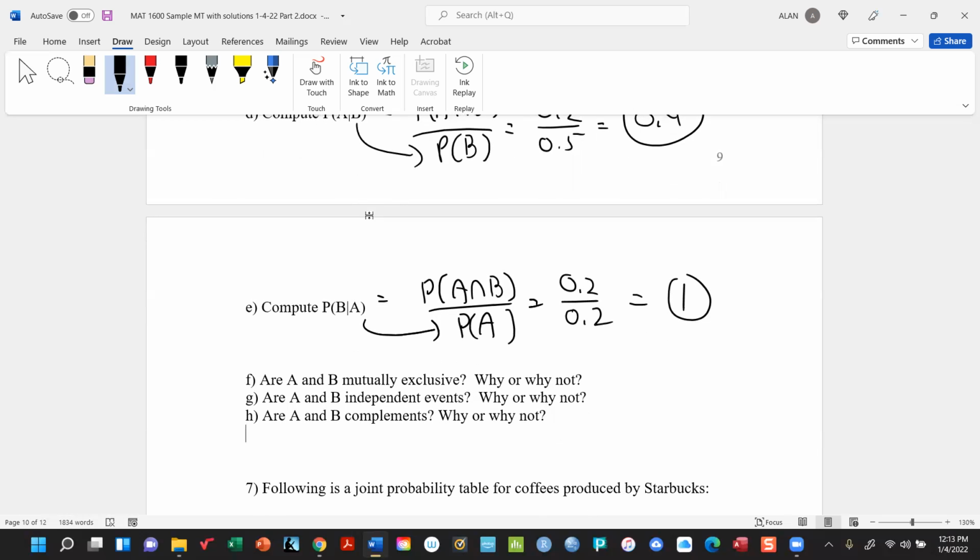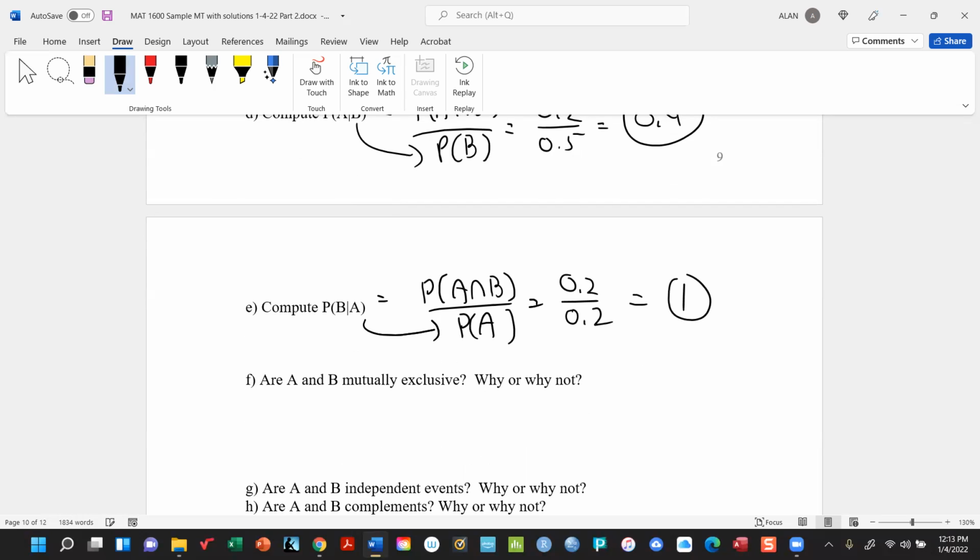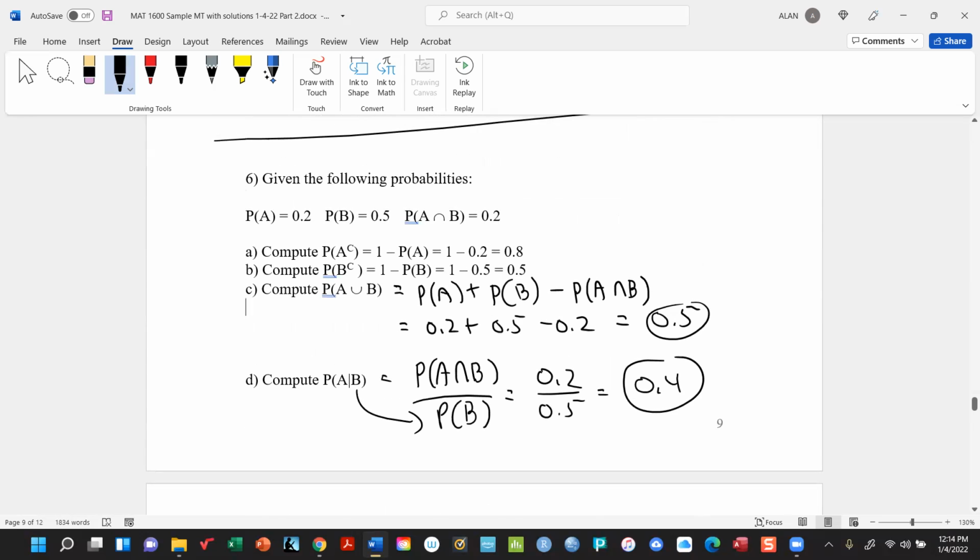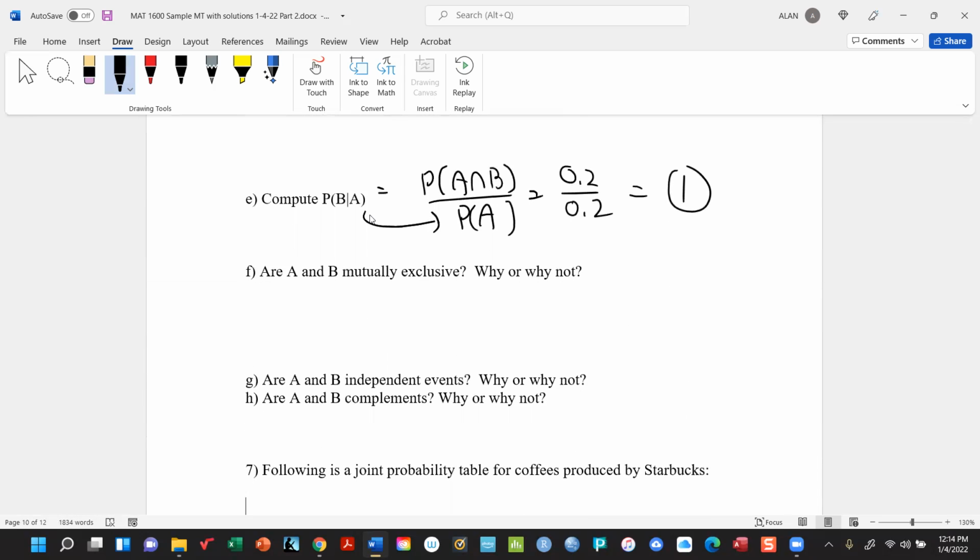Now we get to do the conceptual questions. Are A and B mutually exclusive? Well, remember, we saw that the probability of A intersect B is equal to 0.2, which is not equal to 0. In other words, it's not 0.